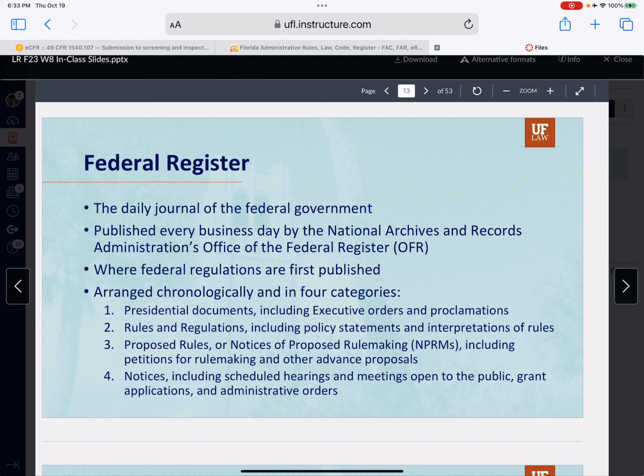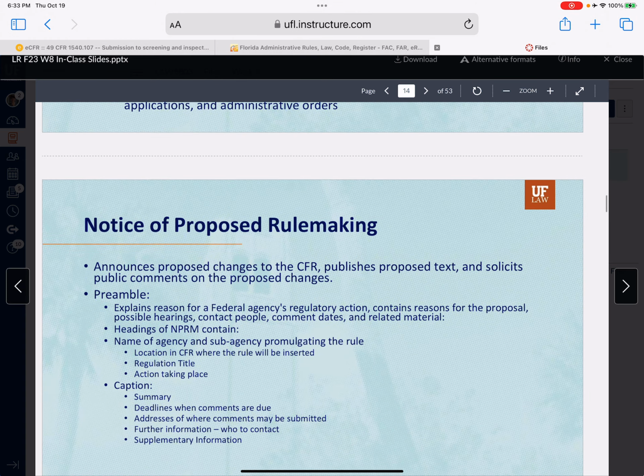Because the proposed rules and the notices should really be 2 and 3. And then the final rules and regulations should be the 4th thing in the book. But what do you want? They're a little bit out of order.